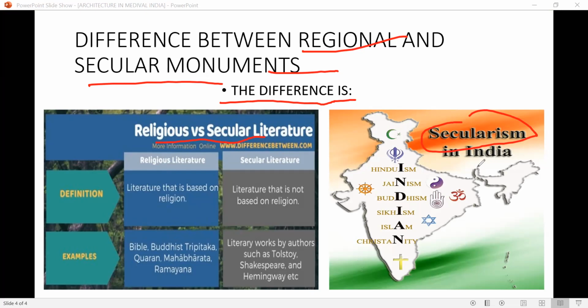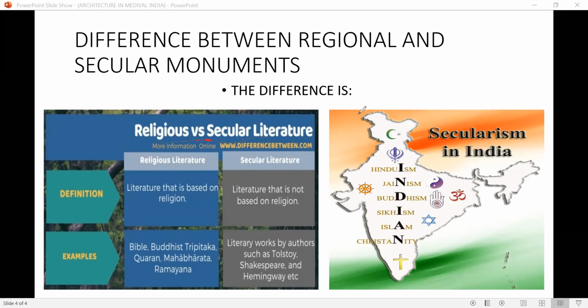Islam and Christianity are also there in India. They have different symbols for them. So obviously there would be a lot of people in India. So over here we have secularism: Hinduism, Jainism, Buddhism, etc. These are all considered in secularism.